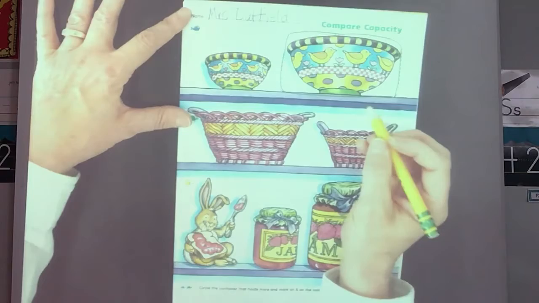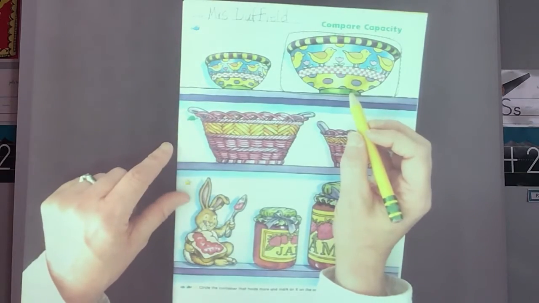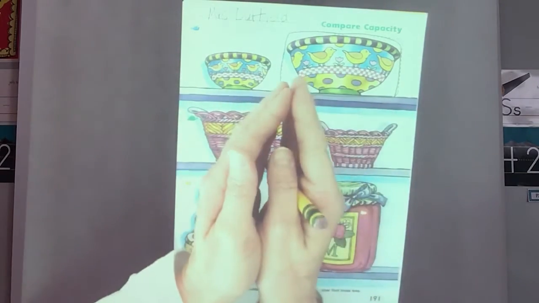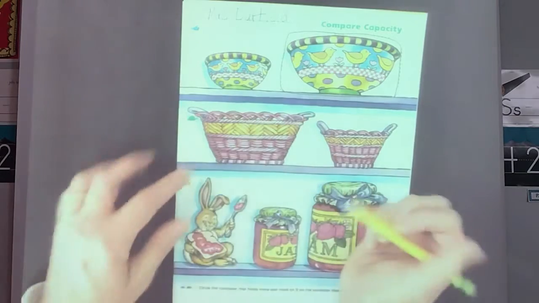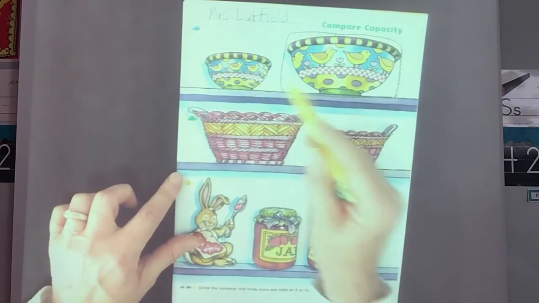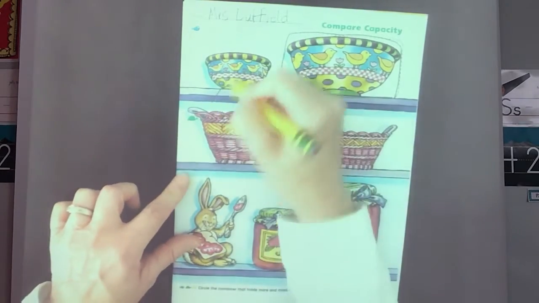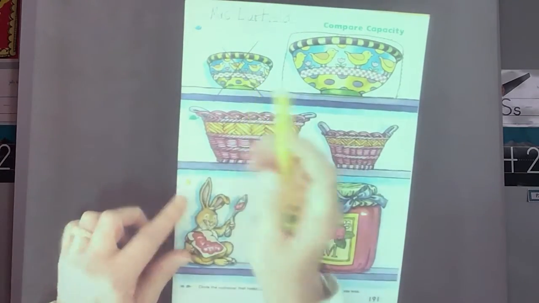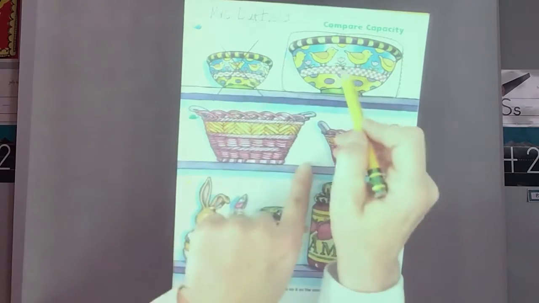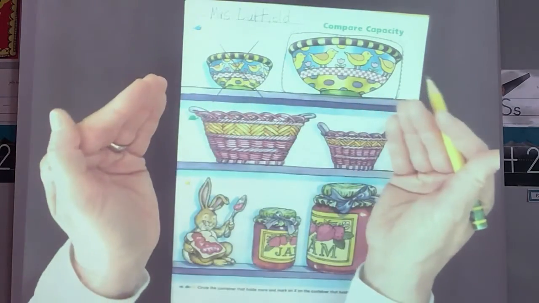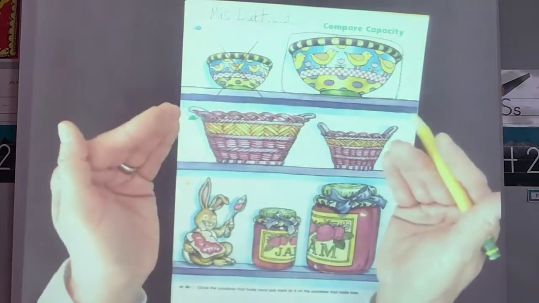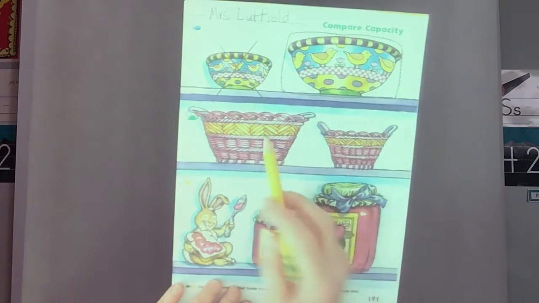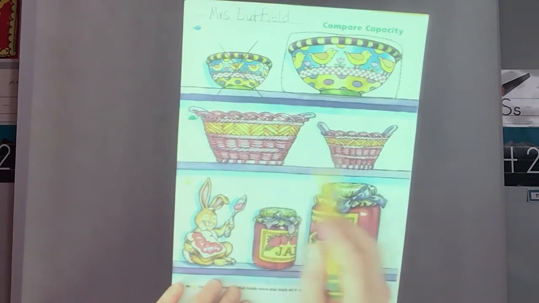Okay, so we're going to cross out the one that has less capacity. Which one has less capacity or a smaller capacity out of these two bowls? That's right. Let me cross that one out. So this one is smaller, has less capacity. This one has more capacity. It can hold more. It's larger. All right, let's do the same for the basket.